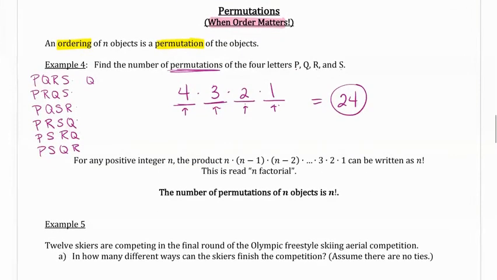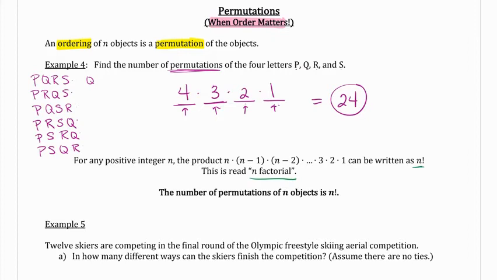There's one other much quicker way to do this, and that is by thinking of this as what it is, a permutation. So for any positive integer n, that product n times n minus 1 times n minus 2 until you get to 3, 2, 1 can be written as an n with an exclamation point, and that is read as n factorial. And that's a new word that we'll use.